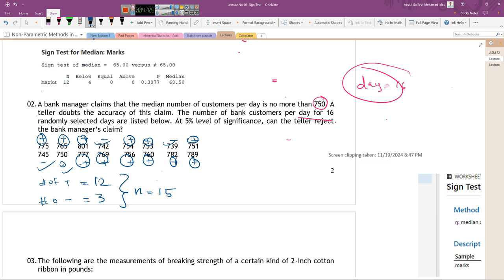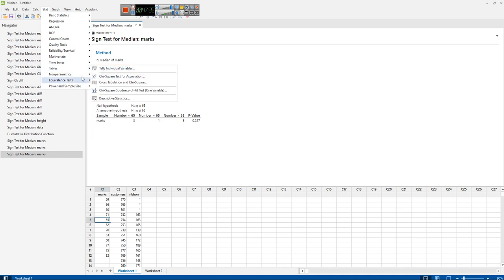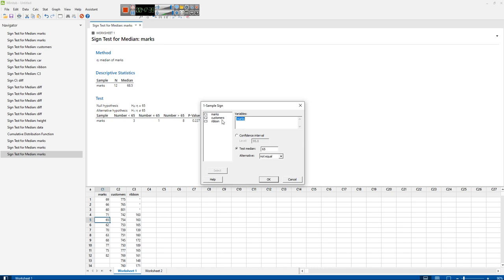Okay, now let's see how we can do this using our Minitab software. In Minitab, I have already entered the data for customers under C2, so the C2 column is the number of customers visiting the bank in 16 days. Now I will go to Stat, Nonparametric, One-Sample Sign test for customers, and 750 is our test median, and our alternative is greater than.